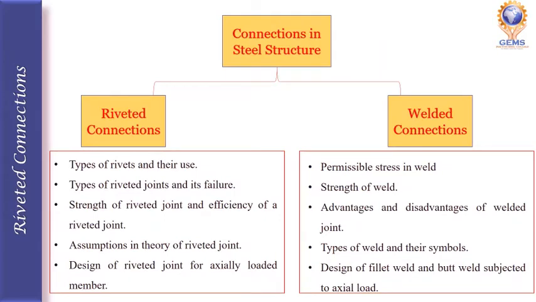So in this unit, we have two important connections, that is riveted connection and welded connection. Under riveted connection, we are going to see about what are the types of rivet and their use, types of riveted joint and its failure, strength of riveted joint and efficiency of a riveted joint, what are the assumptions used in the theory of riveted joint, and finally we have to design a riveted joint for axially loaded member.